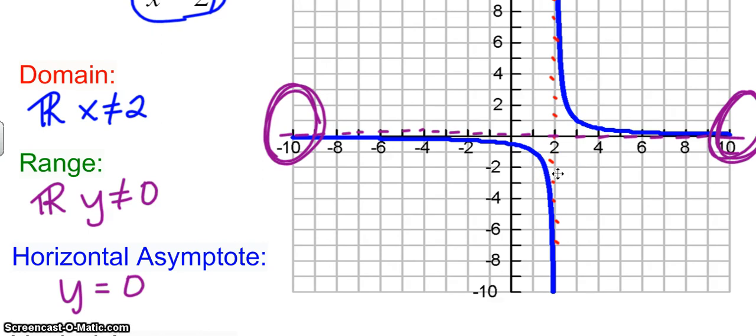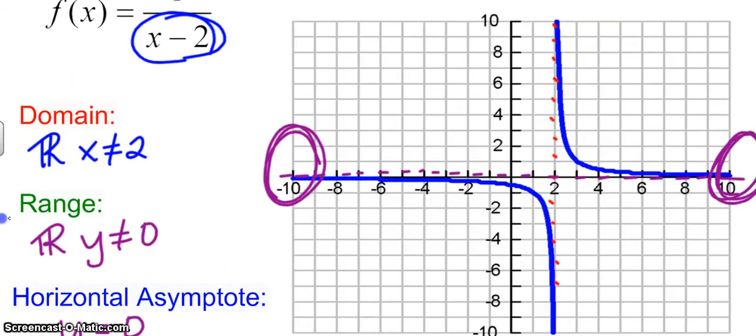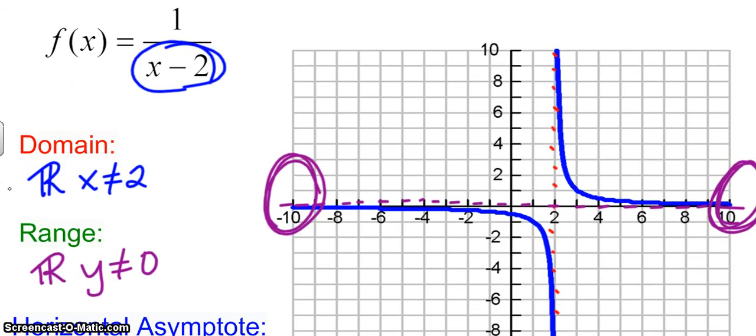So again, simplifying rational expressions, go ahead and cancel things out just like you did in second year algebra. Solving rational equations when you're looking for zeros, go ahead and set your y value equal to 0 and solve for x.